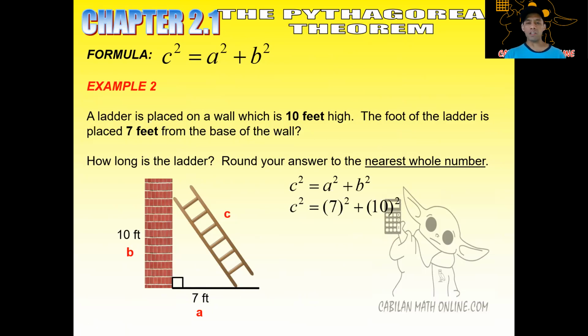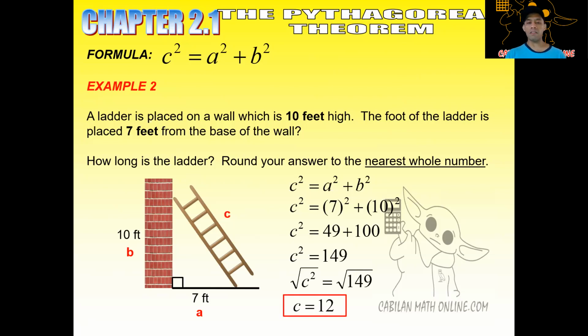Then we're going to simplify the 7 squared and the 10 squared. That gives me 49 and 100 respectively. Then we add the two numbers together, and last but not least, take the square root of both sides. This gives us the length of the ladder. Don't forget, since this is a word problem, please make a statement including the units on all word problems just to communicate your answer.